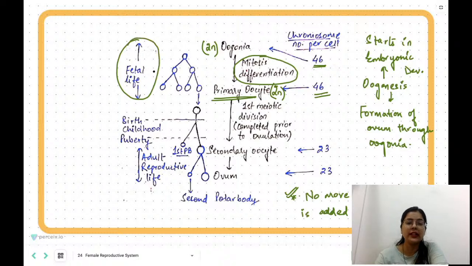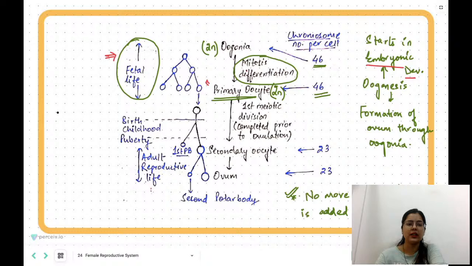So in the fetal life, as I already told you, it is going to start in your embryonic stage. All right. So if it starts in your embryonic stage, it is the fetal life itself over here. है ना? तो यहाँ से क्या करेगा कि ये जो oogonia होता है, this oogonia undergoes first the mitotic differentiation and is going to form the primary oocyte first.